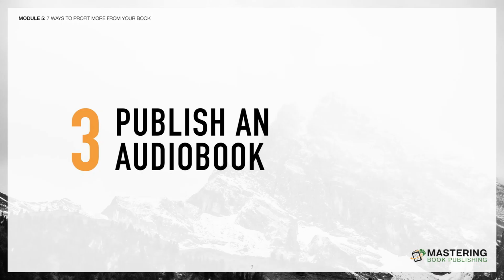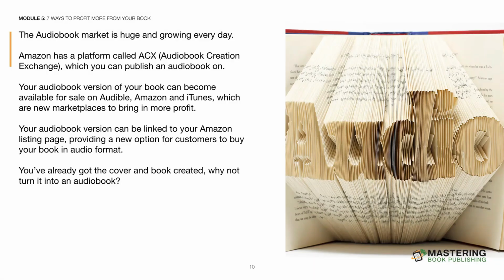The third way is to publish an audiobook. The audiobook market is huge and growing every day. Amazon has a platform called ACX, which stands for Audiobook Creation Exchange, which you can publish an audiobook on. Your audiobook version of your book can become available for sale on Audible, Amazon, and iTunes, which are new marketplaces to bring in more profit. And your audiobook version can be linked to your Amazon listing page, providing a new option for customers to buy your book in audio format.